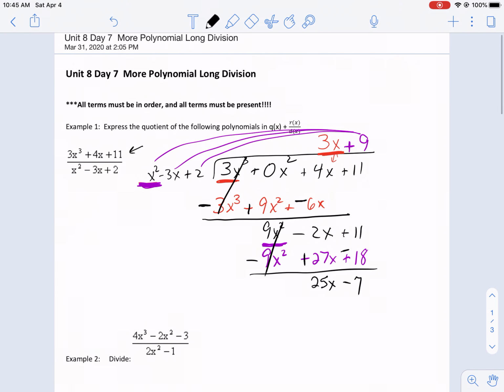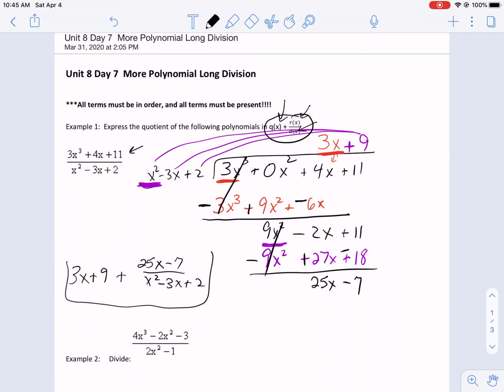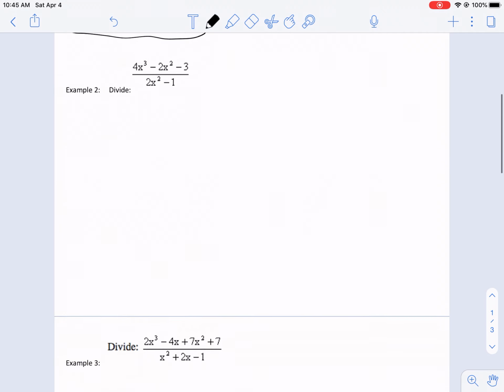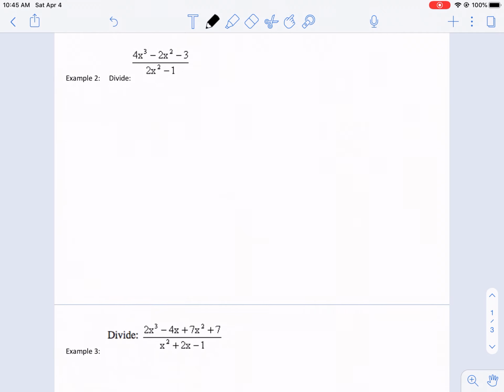So express the quotient in this form. So remember, that's the quotient, the remainder, and the divisor. So we have 3x plus 9 plus 25x minus 7 over x squared minus 3x plus 2. There's our final answer. Alright, so like I said, you might want to try this on your own before you play the video and watch what happens. Just make sure you have all your terms.